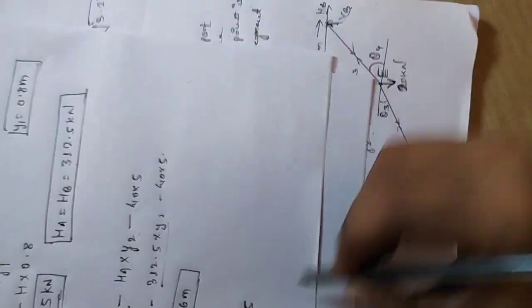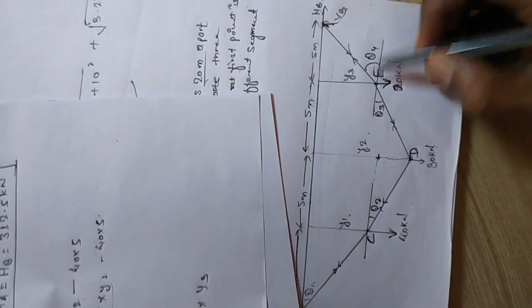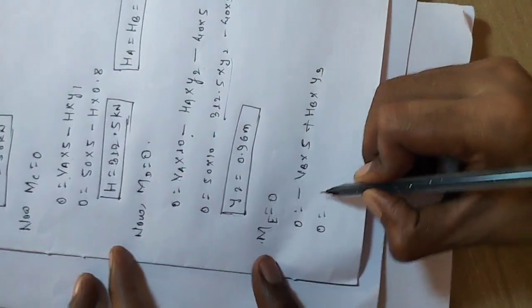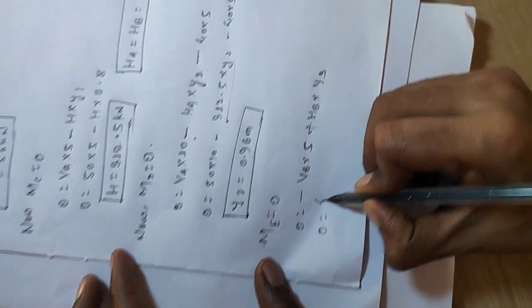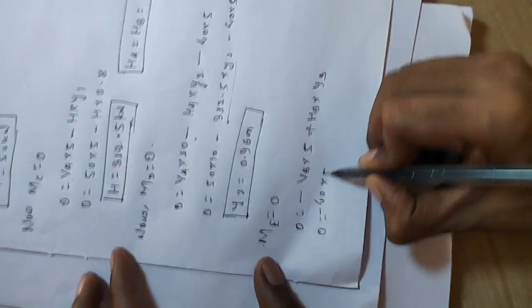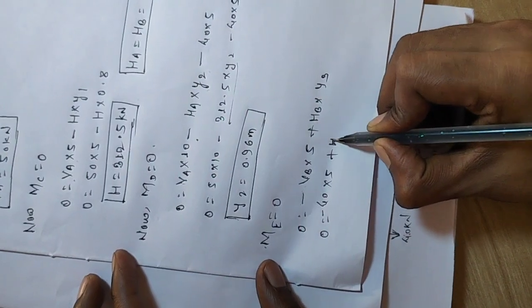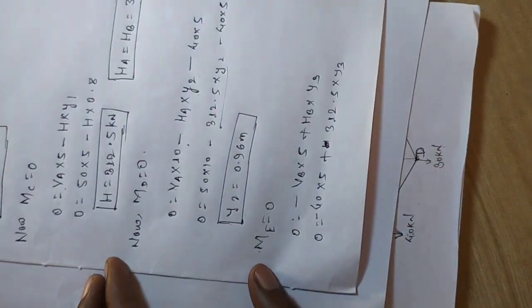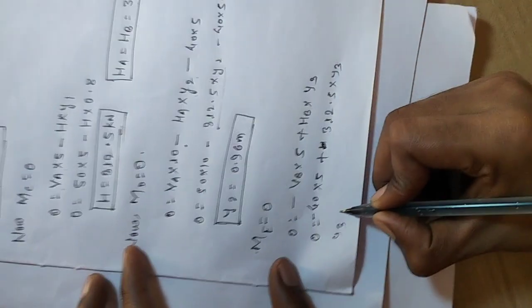Now HB is rotating in the clockwise direction, HB into the distance, which will be y3. There is no extra force acting on the right side of this E, so only two forces are acting. Now we have to solve this. We got VB as 40 kilonewton into 5, plus HB, which we also got, 312.5 into y3. On the calculator we get y3.